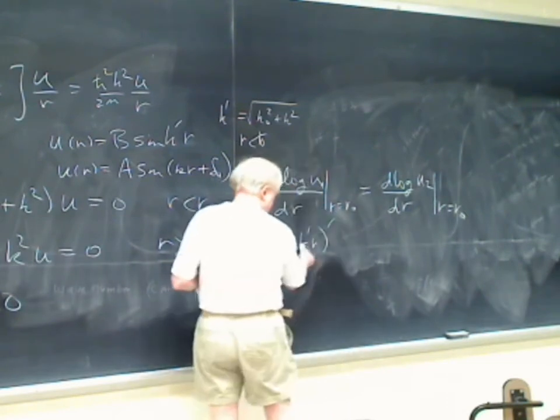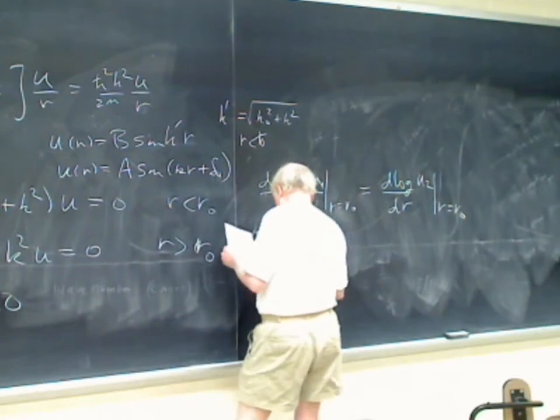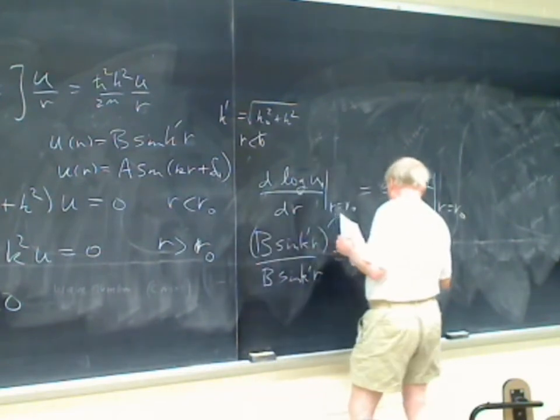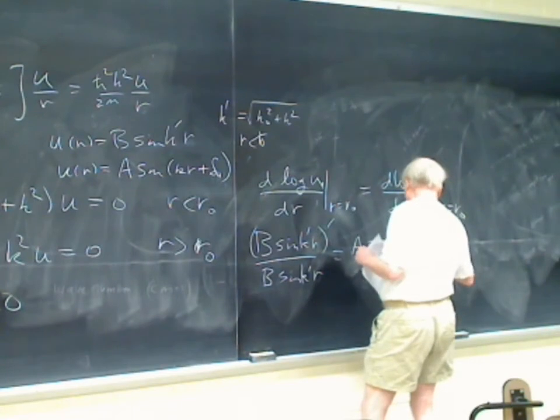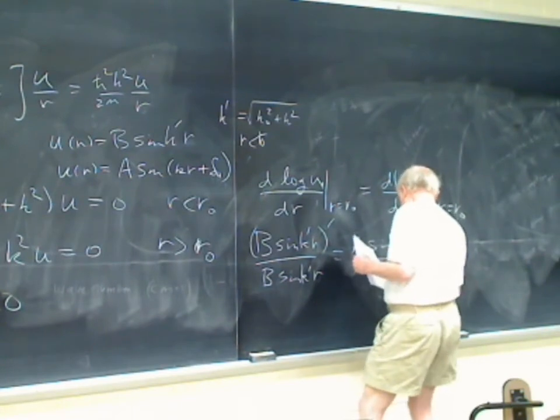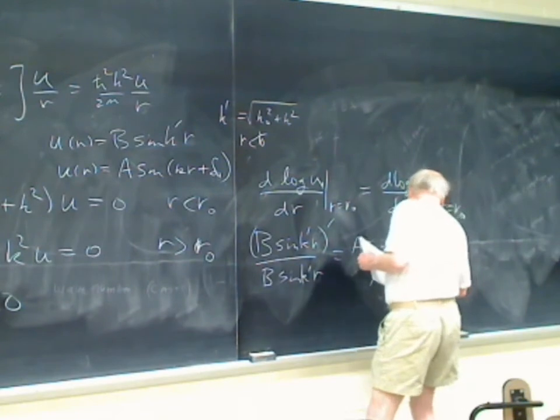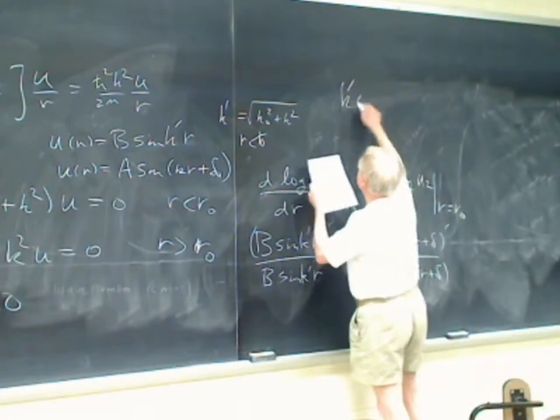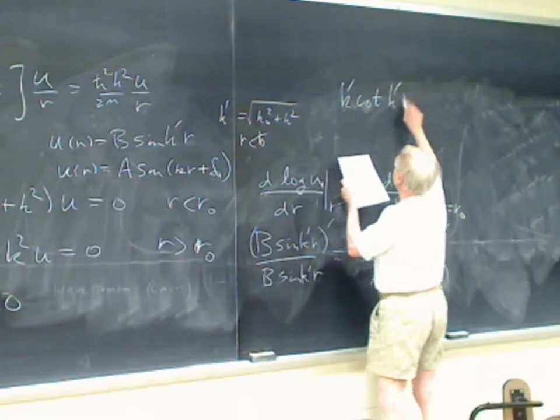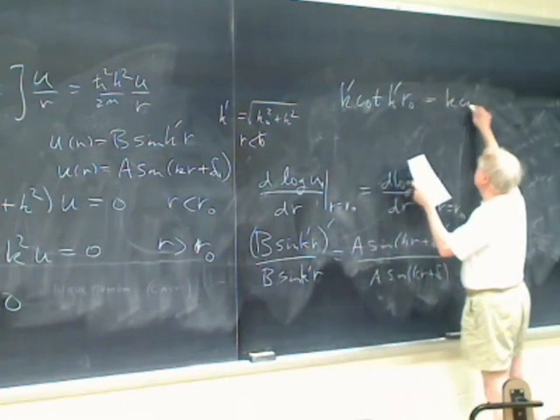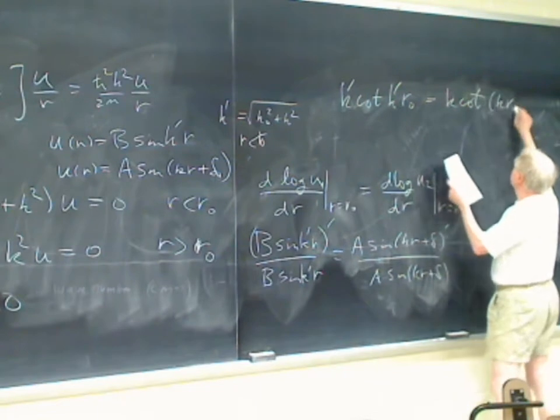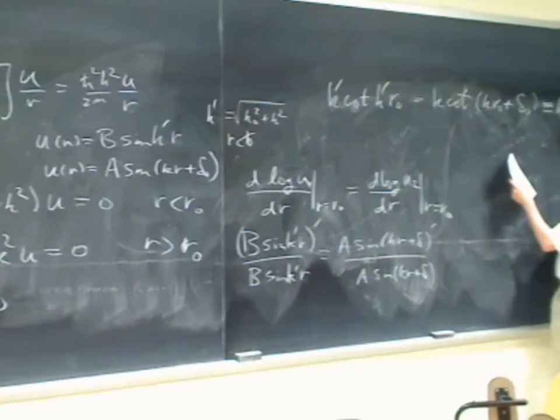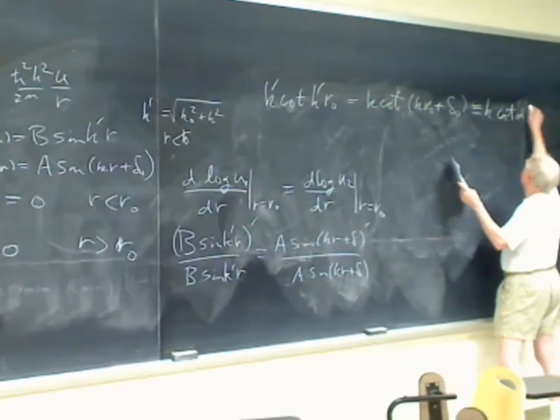So this prime means k prime, this prime means d by dr over b sine k prime r is equal to a sine kr plus delta prime over a sine kr plus delta. And when you boil that through, what you get is k prime cotangent k prime r0 equals k cotangent kr0 plus delta 0, which we can call k cotangent alpha of k.